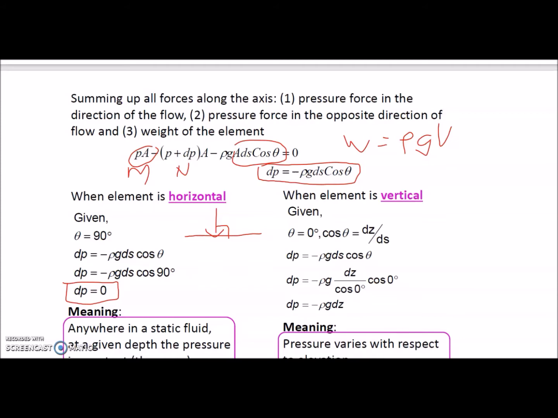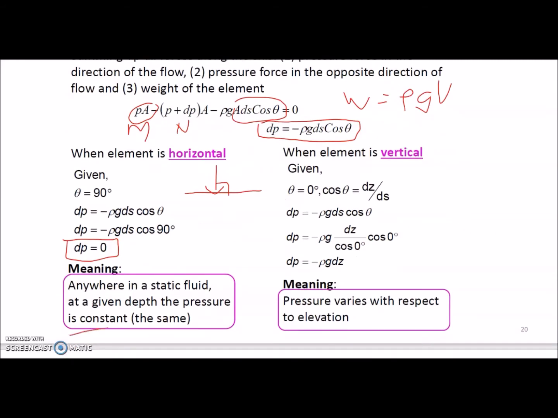This means that anywhere in a static fluid, the pressure is constant, even if the picture shows an incline. If the question states it is horizontal, it means there is no elevation.